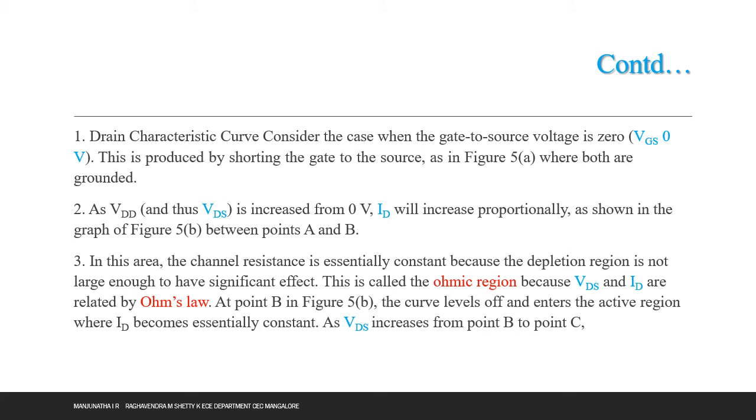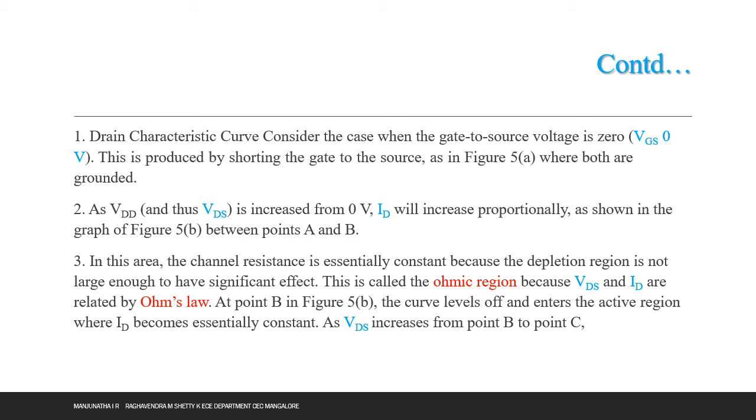In this area, the channel resistance is essentially constant because the depletion region is not large enough to have significant effect. This is called the ohmic region because VDS and ID are related by Ohm's law. At point B in figure 5B, the curve levels off, that is saturated, and enters the active region where ID becomes essentially constant as VDS increases from point B to point C.